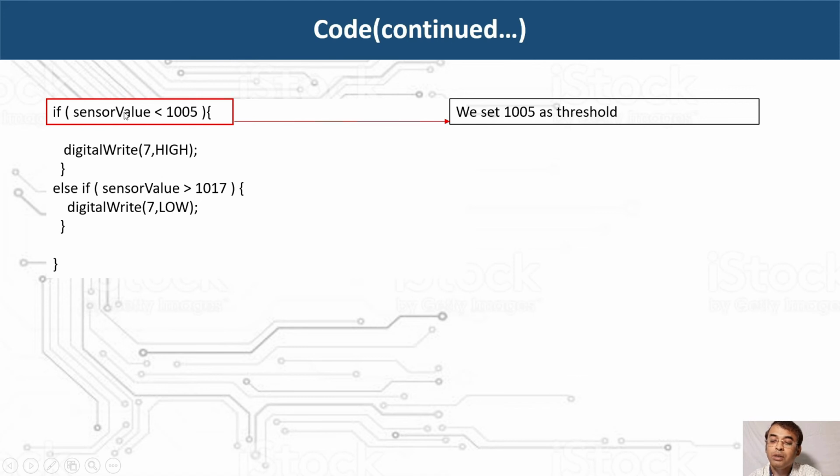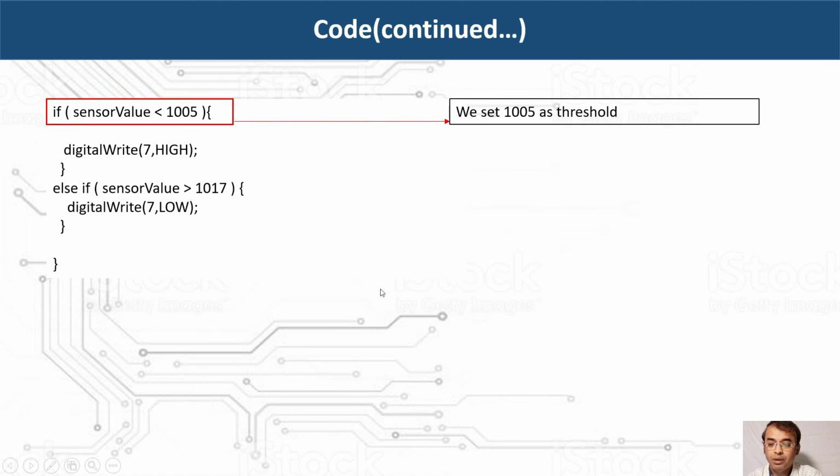If the sensor value is less than 1005, I have used this threshold value for this sensor, then the LED will glow, or you can say the street light will be on. Else if the sensor value is greater than 1017, then the LED will be off, or you can say the street light will be off because of sunrise. So I have used 1005 and 1017 depending on the sensor specification or sensor value.